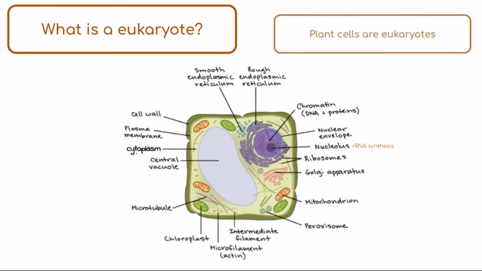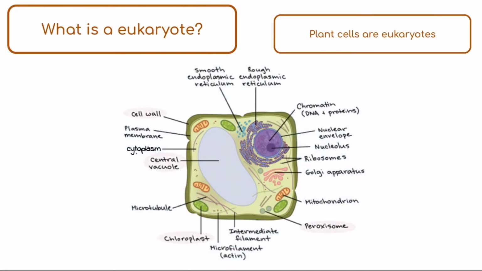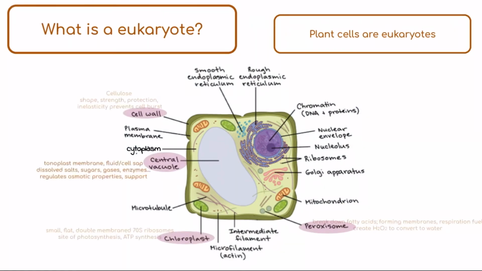Plant cells are also eukaryotes. While they have a very different structure to animal cells, they share many common organelles, as you can see here. However, plant cells have further organelles, which animal cells don't have. These include the cell wall, which is made of cellulose and provides cell shape, strength, and protection because the cellulose fibers are inelastic and thus prevents the cell bursting.